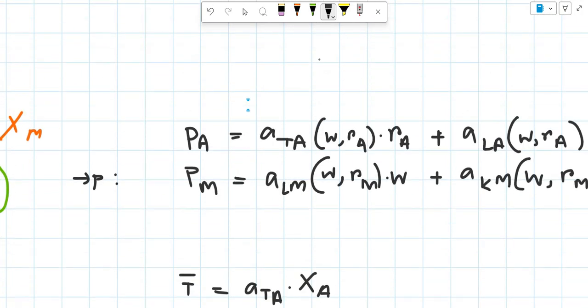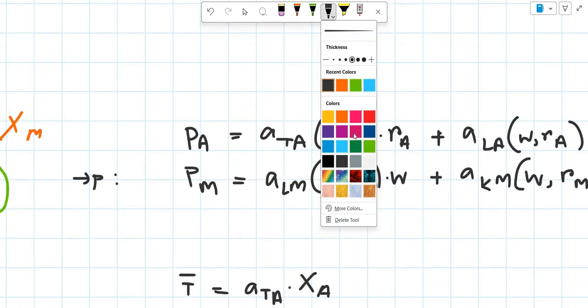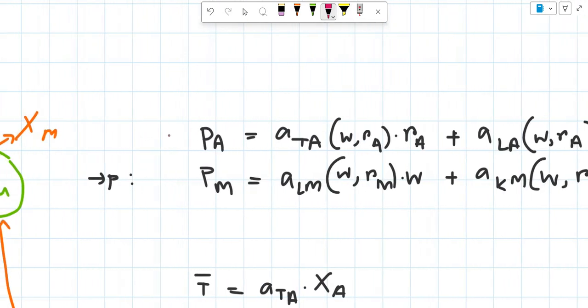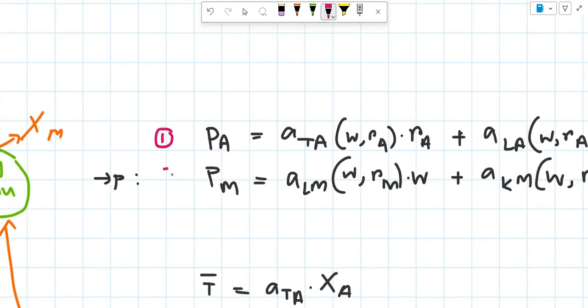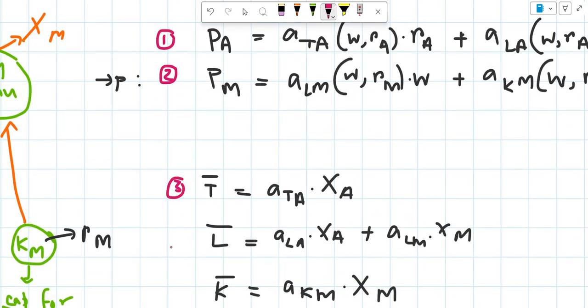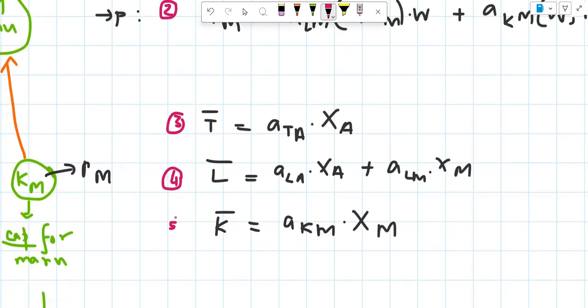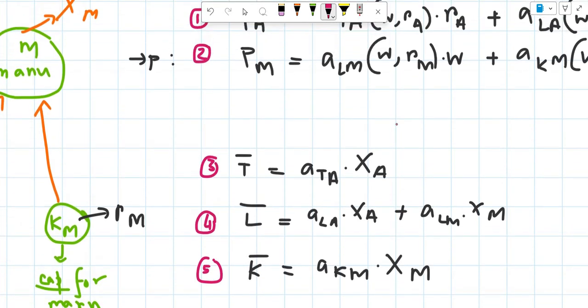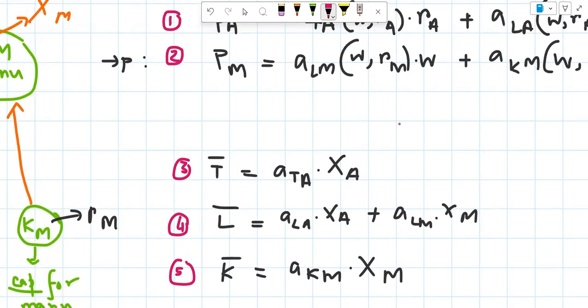So let me just number these equations now. So what are the five equations? We have 1, 2, 3, 4, and 5. Just a quick reminder, these are also functions of the factor prices, right?